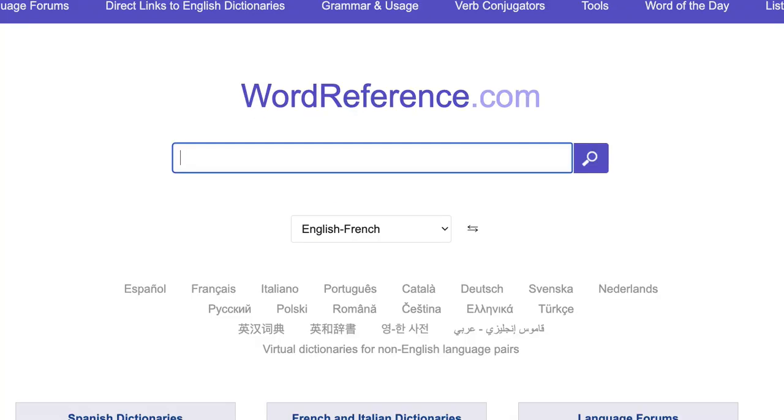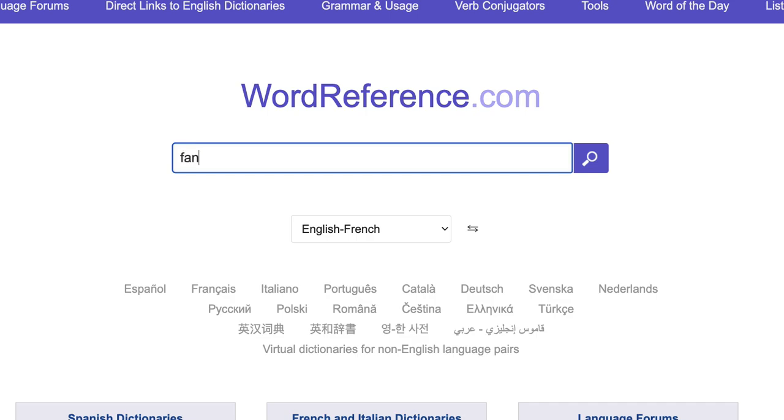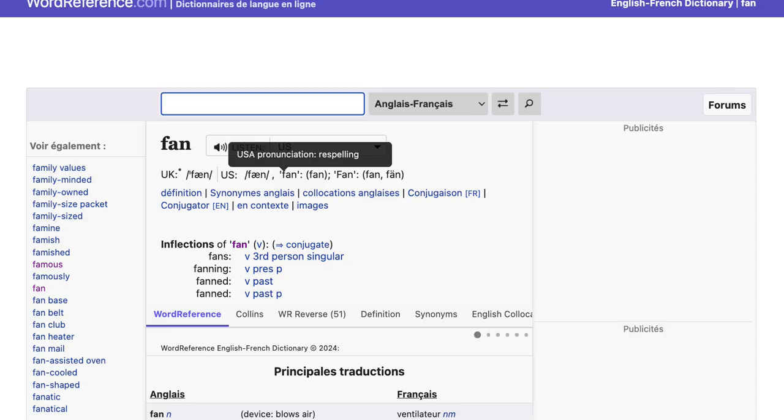On y va. When you get to wordreference.com, you're going to check to see that the languages are as you want them. If not, you press the two little arrows to switch between French and English or the drop-down menu. And then in goes the word you're looking for.